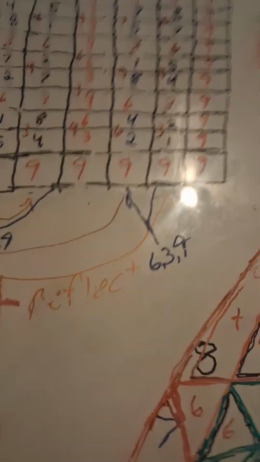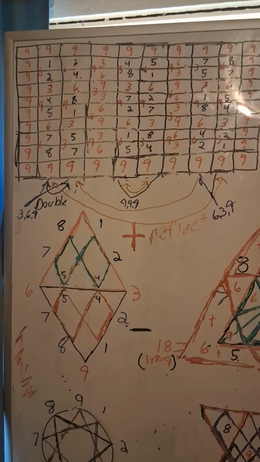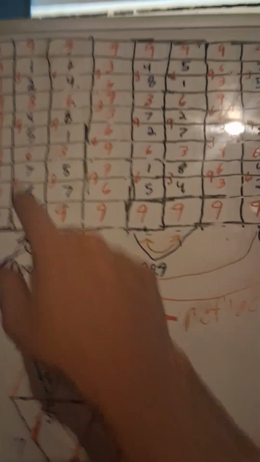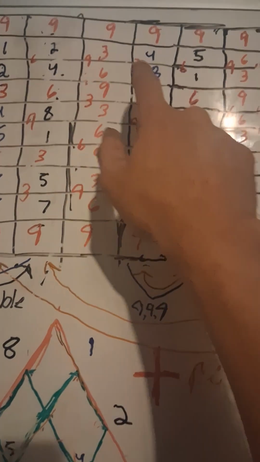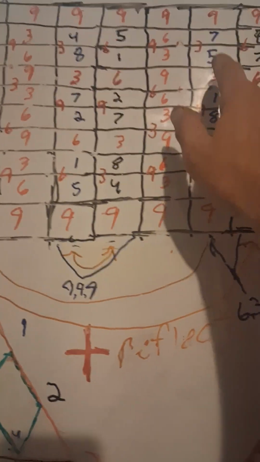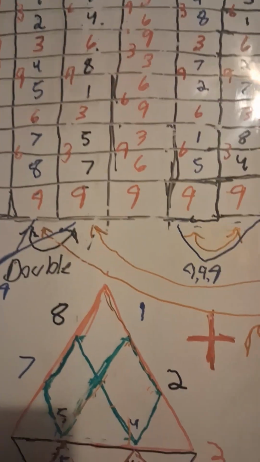So let's break this down as quick as possible. I ain't trying to keep y'all for long. So right here, if you look at this graph, all right? What we have here is 1, 2, 3, 4, 5, 6, 7, 8, 9. The numbers going through 9.